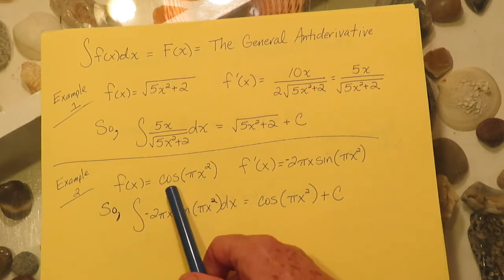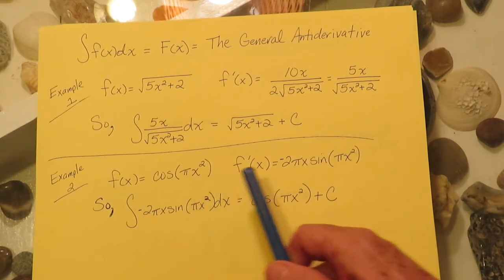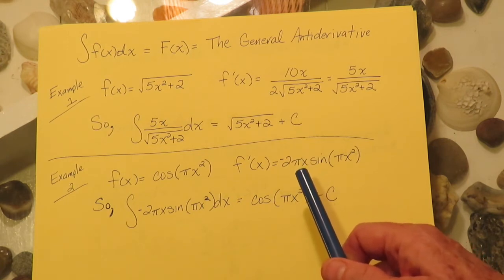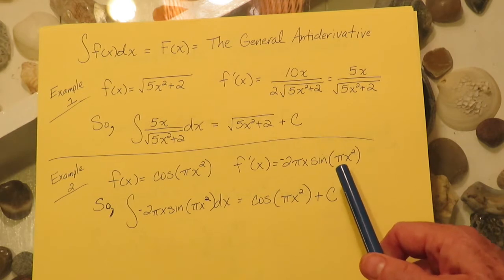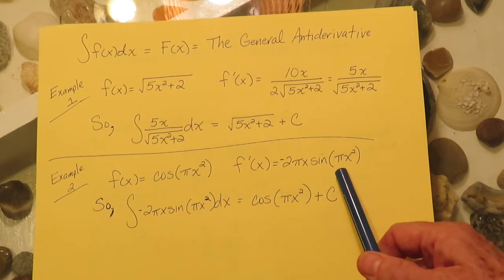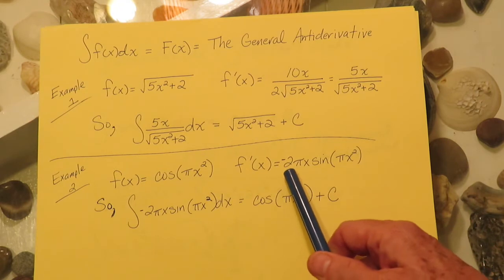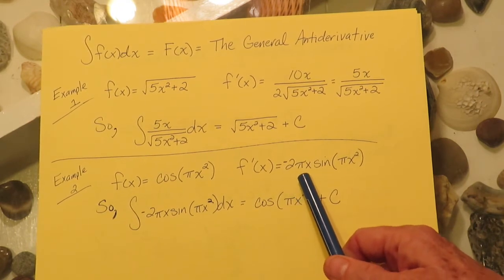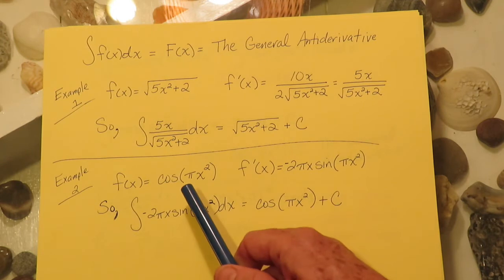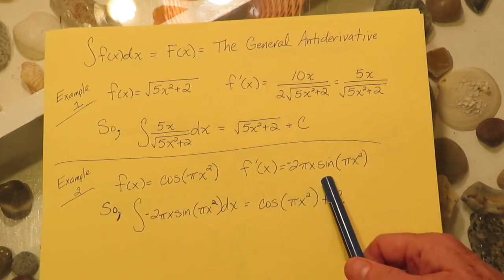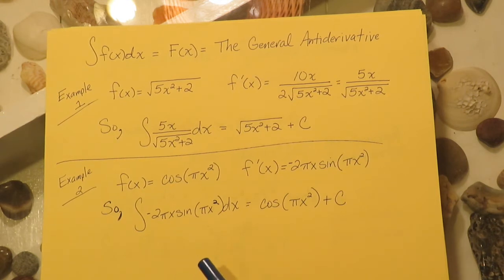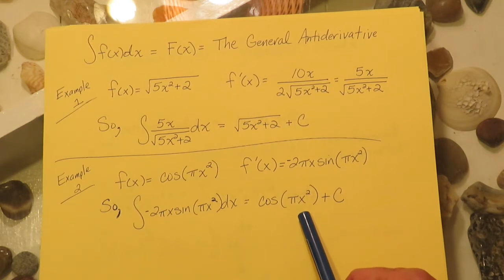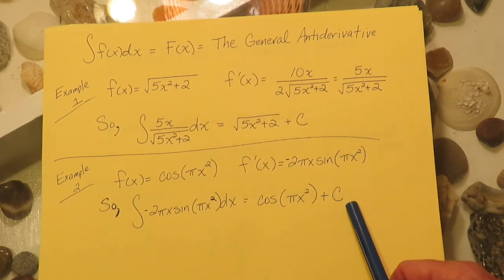Here's another example. If I have cosine of pi x squared and I take the derivative of that, it would be negative sine of pi x squared, and then the chain rule says multiply by the derivative of the inside. I would then get 2 pi x as the derivative of the inside. So here's f of x, this is its derivative. Hence, the antiderivative of negative 2 pi x sine of pi x squared will be cosine of pi x squared, again plus an arbitrary constant.